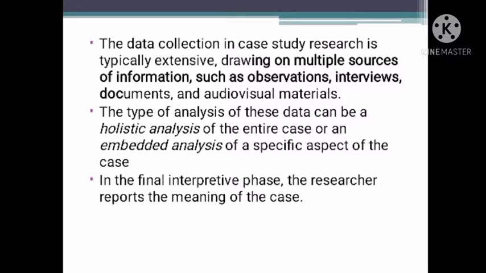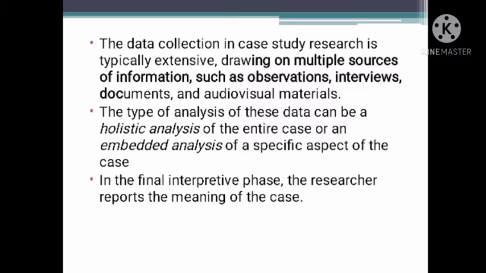The data collection in case study research is typically extensive, drawing on multiple sources of information such as observations, interviews, documents, and audiovisual materials. For example, the six types of information to collect are documents, archival records, interviews, direct observations, participant observations, and the last is physical artifacts.